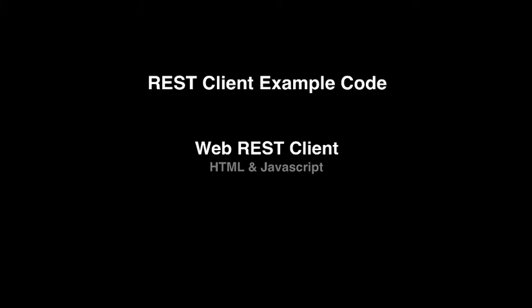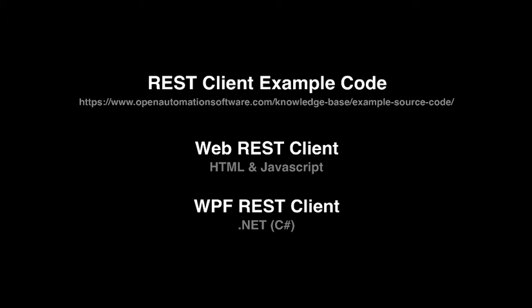One is the web REST client using HTML and JavaScript, and the other is a .NET or WPF REST client, and it's written in C#. This will give you an idea of how you can use different languages and different tools to do pretty much the same thing. Hit the REST API with JSON over HTTP. And you can also download the full source code at openautomationsoftware.com/knowledgebase/example source code. Just scroll to the bottom and you'll see both of those clients, the web REST client and the WPF REST client.